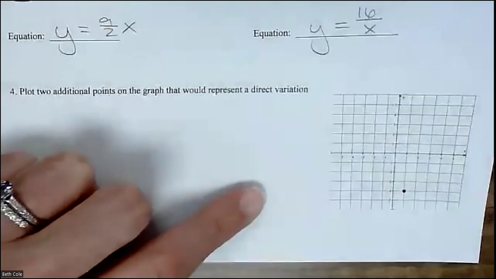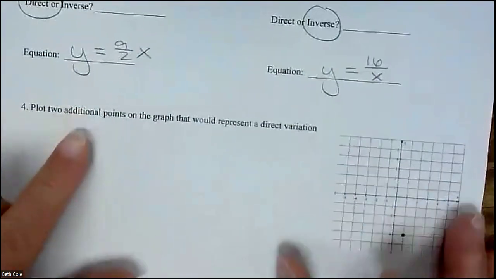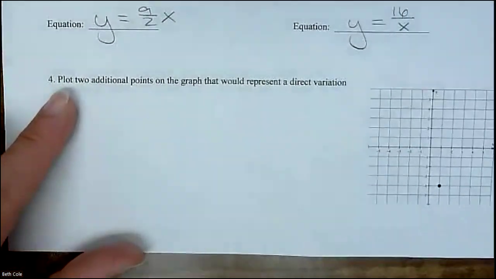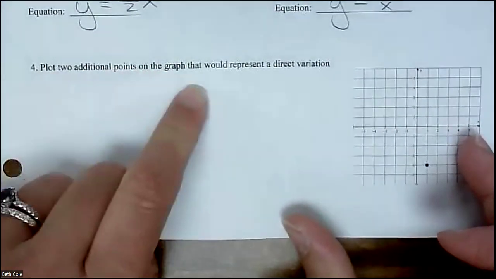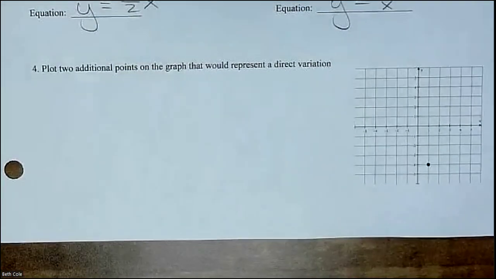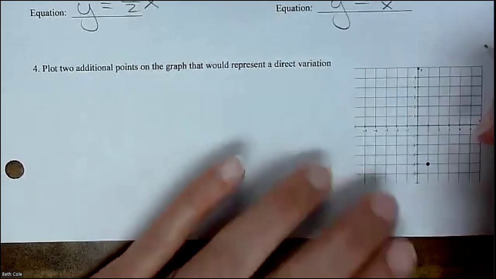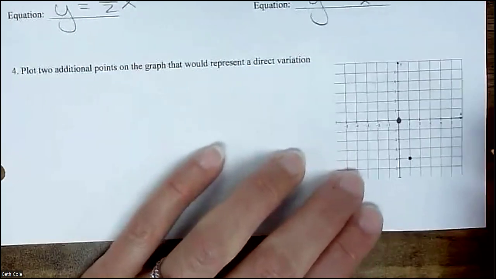This is how they do this on the SOL. They would have you click where you want to put points, like click on the graph. It says put 2 additional points on there to make a direct variation. Well, what's 1 point you would automatically put on there? Yeah, the origin. So 0, 0.